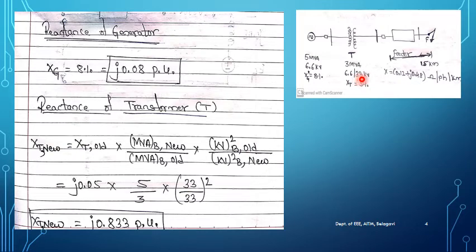So we need to consider the highest voltage, is it so? So the old kilovolt will be how much? 33. So 33 divided by, we found out the kilovolt base of this transmission line, right? So that kilovolt base of the transmission line will remain the same for our transformer. So according to that, the new kV will be how much? 33. So 33 divided by 33 whole square. If you simplify it further, we are going to get the new reactance of the transformer as j0.833 per unit.